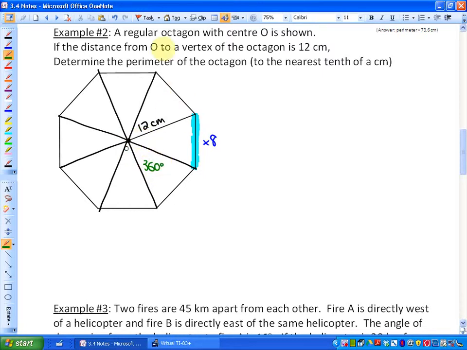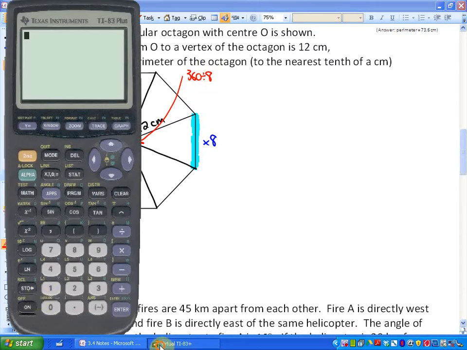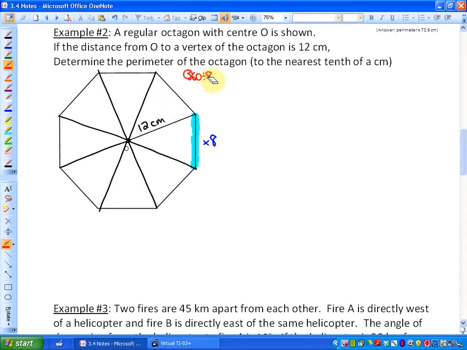So in other words, this angle here can be found, if we'd like to, by doing 360 divided by 8. And 360 divided by 8 is 45 degrees. So that angle there is 45 degrees. If you want to think about how that might be helpful, you can go ahead and do that. But this angle here is 45 degrees. And we also know that this side length here is also 12 centimeters.